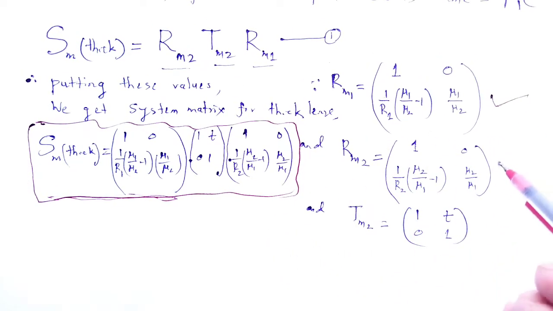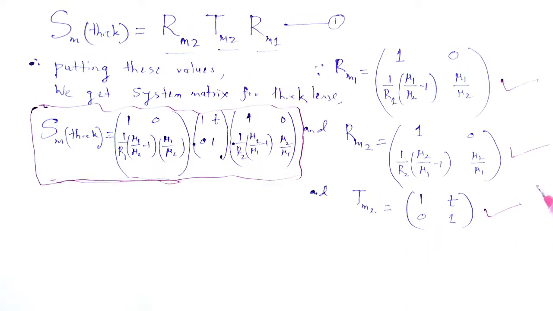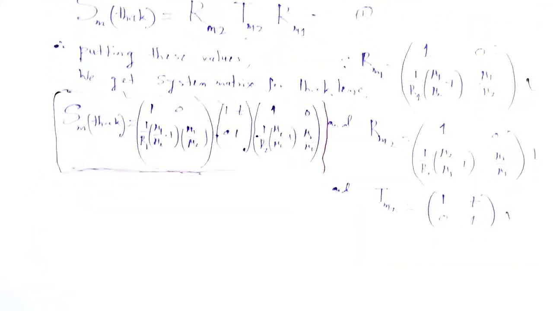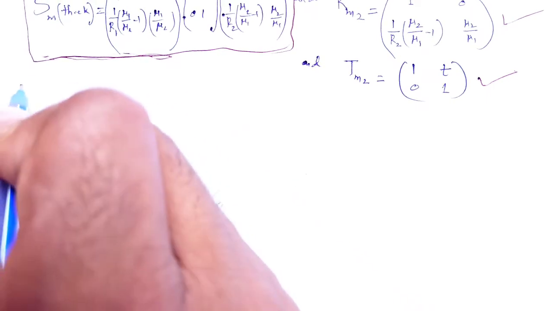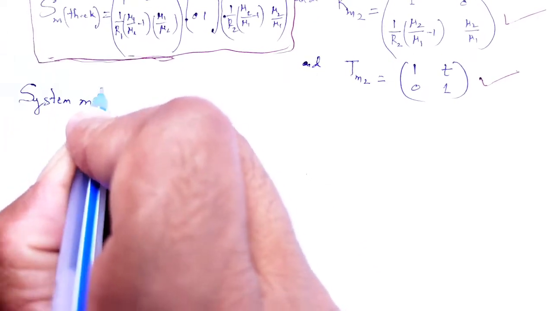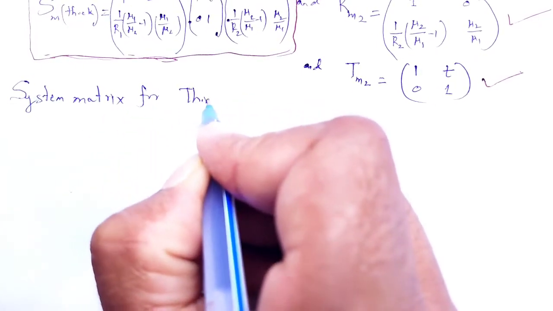These are the values of the refraction matrix and translation matrix. So here we calculate the system matrix for the thick lens. Now, the system matrix for the thin lens.